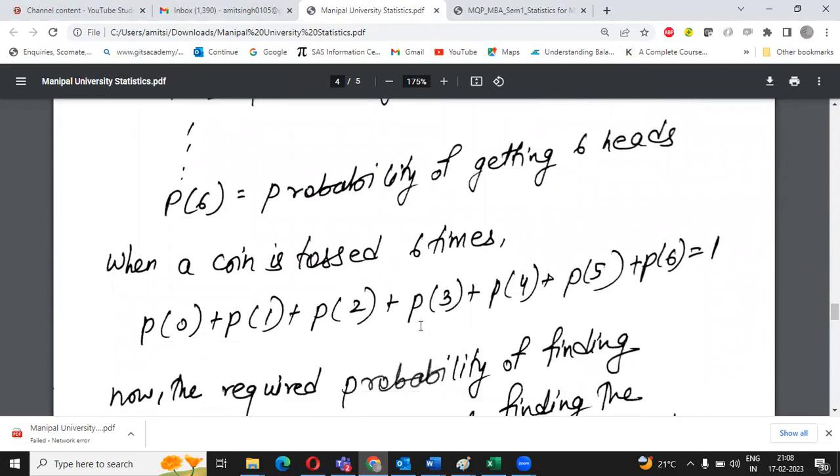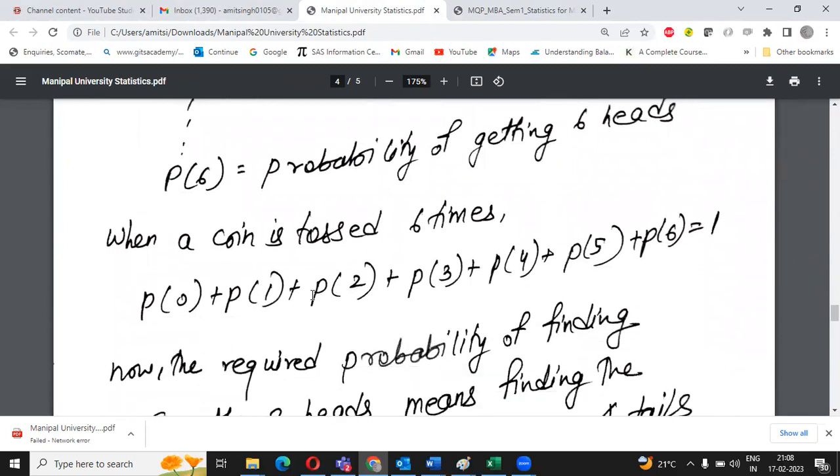So when you toss a coin six times, then the total sum of this will be equal to 1: P0 plus P1 plus P2 plus P3 plus P4 plus P5 plus P6. The total probability will be 1. To understand this favorable part, you can use Pascal's triangle also. I don't know how much you know about Pascal's triangle. You can Google about Pascal's triangle and get more information, and then you can refer to it here.